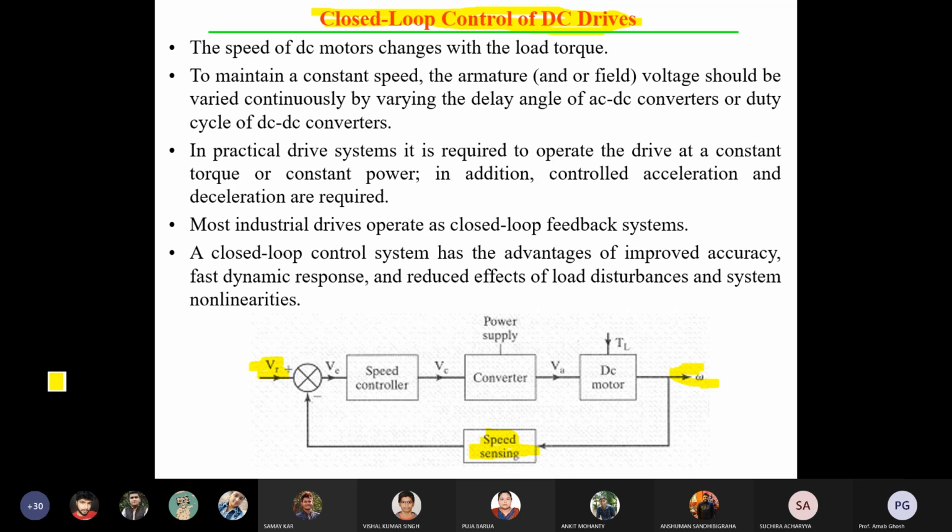So you are giving the reference value. Now you are comparing them, and you are getting the error signal, VE. Okay, the error signal is VE.